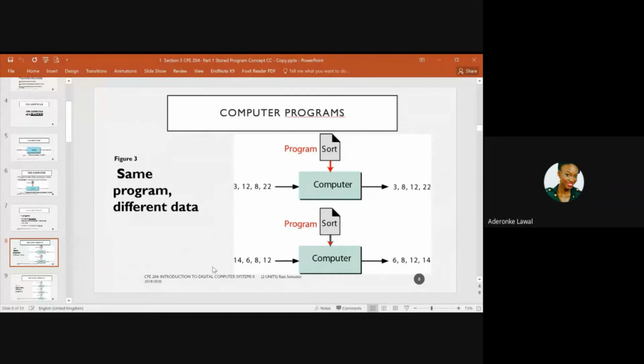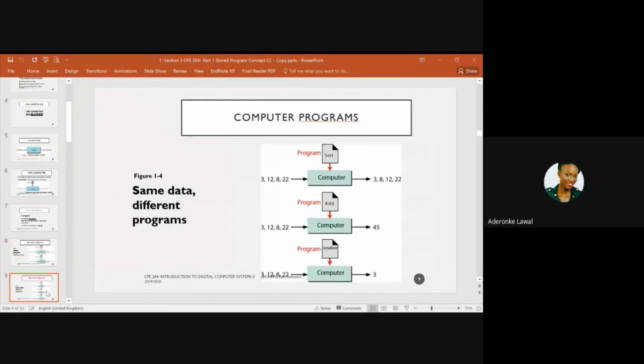That is what you are bringing. And then somebody else, Damilola, is bringing 14, 6, 8, 12, 3, to do the same thing. You want to solve it, or add it, or multiply it. So in this case, you can say we have a computer with the same program for different data.